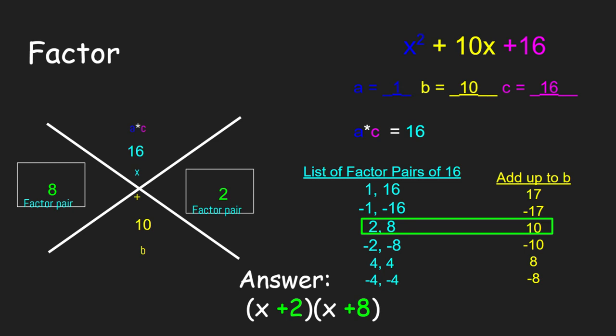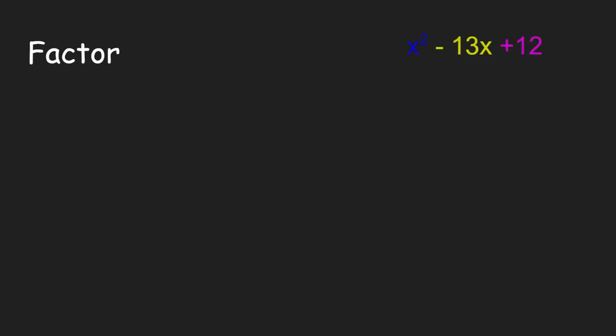The next example will be x squared minus 13x plus 12. First, again, we're going to identify what A, B, and C are. A is 1 since there is no number in front, so we know that to be a 1. B is negative 13 because of this minus sign, and C is positive 12. Then we'll do A times C. So 1 times 12 gives us positive 12.